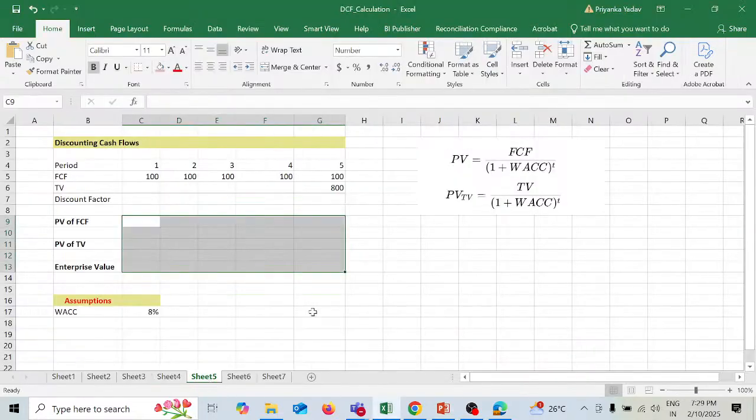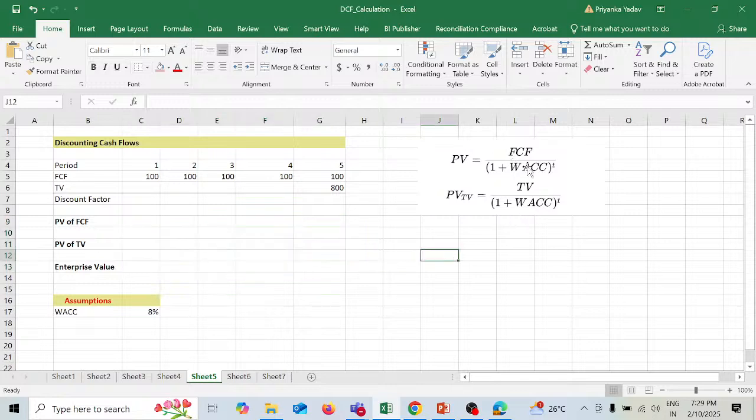Another sheet over here. So I have a period of 5 years. Here FCF and terminal value we have already calculated, so I'm not providing these calculations again. Now we'll first calculate the discount factor, and that we're going to use for the present value, or you can say the discounted value, of FCF and your terminal value.